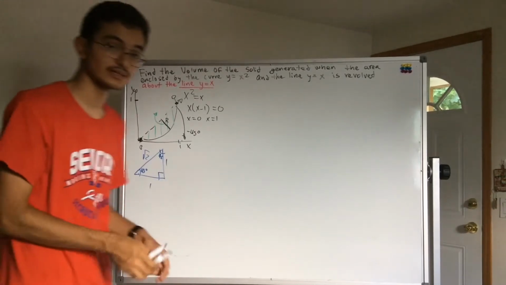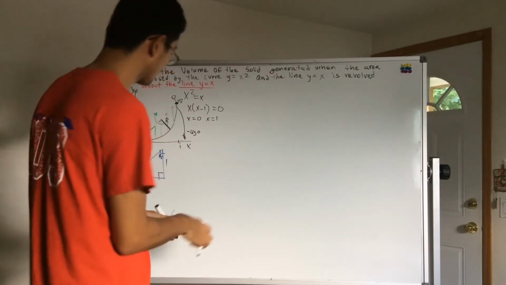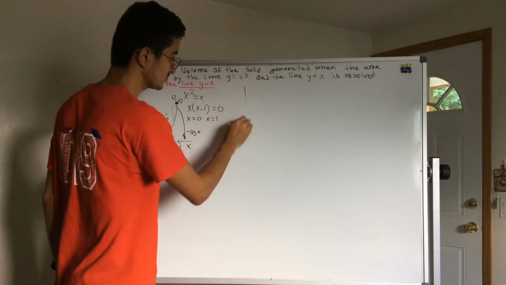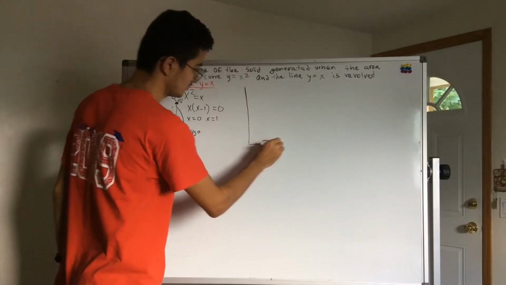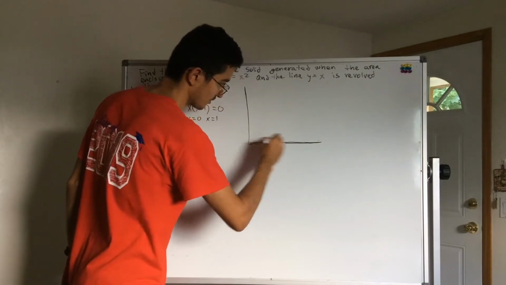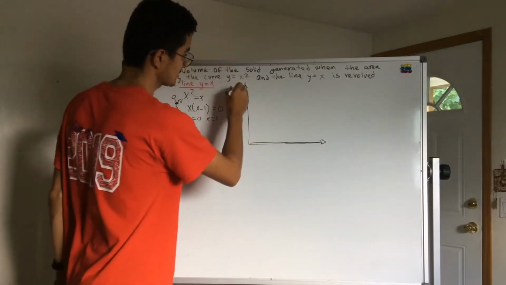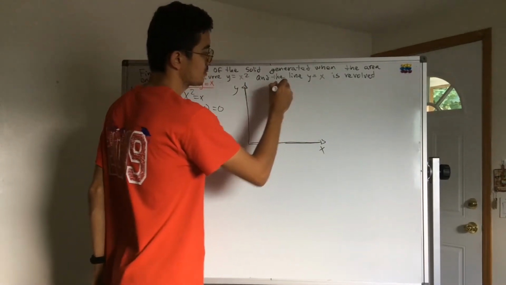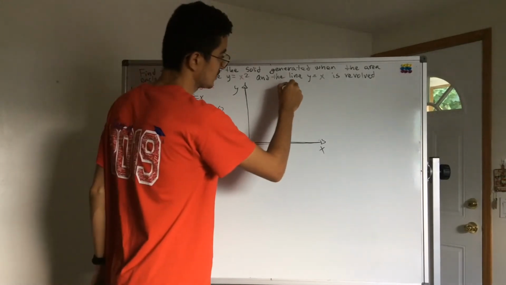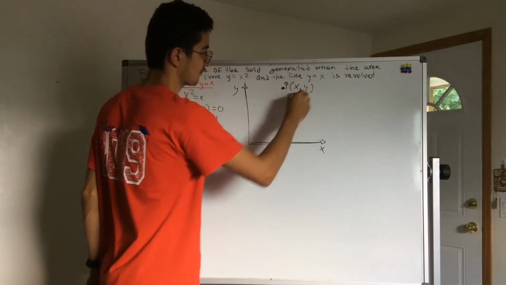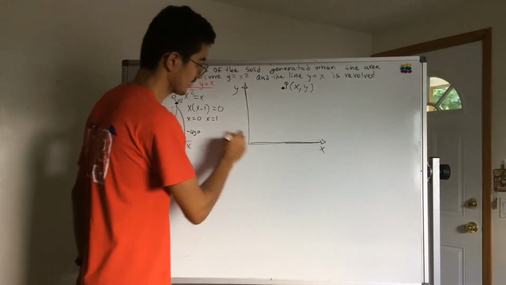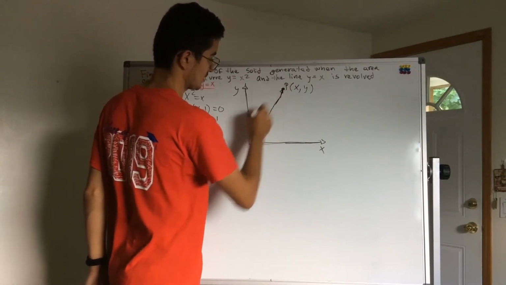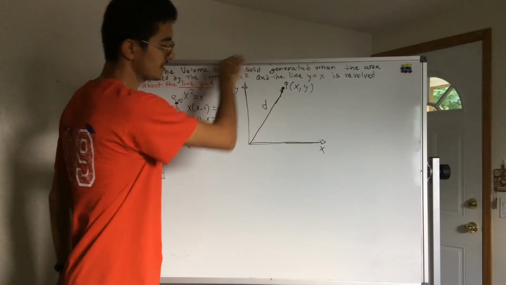Now, how are we going to rotate it? Very good question. Suppose you have another parallel Cartesian plane with an x and a y axis, and an arbitrary point P on the plane with coordinates x, y. That point has a distance from the origin, let's call it distance d.